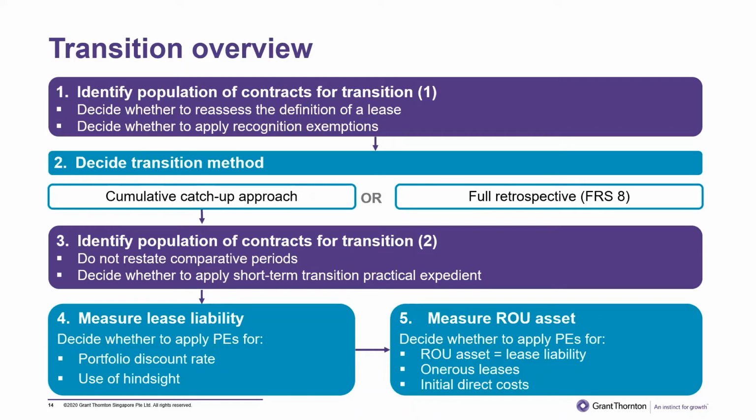Once you've identified your overall population, then you determine which approach. Full retrospective would mean going back and recalculating everything from the transaction date, meaning the date on which you entered into the lease. This also means that for 1st January 19, your comparative period will have to be restated. So you will present 3 balance sheets. So for a December 19 year end, you will have a 31st December 19 balance sheet, 31st December 18 balance sheet, and 1st Jan 18 balance sheet.